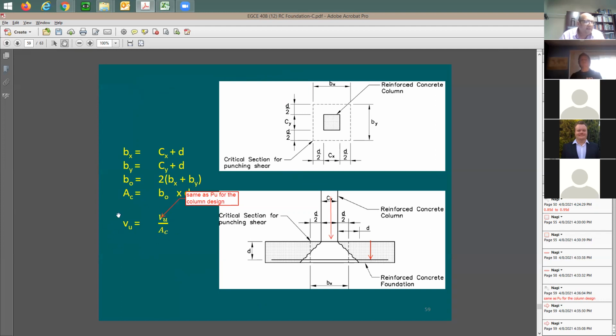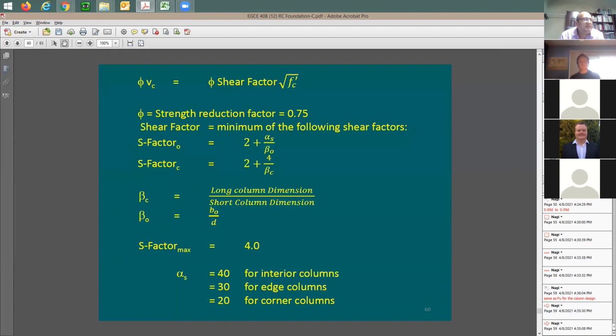So this V sub U here is going to be stress. So units for this stress is going to be in PSI. And units for this force is going to be pounds. Of course, it's going to be kips, and then you can multiply by 1,000 if you want to. Therefore, this VVC is going to be also shear stress, which means it's going to be also in PSI.